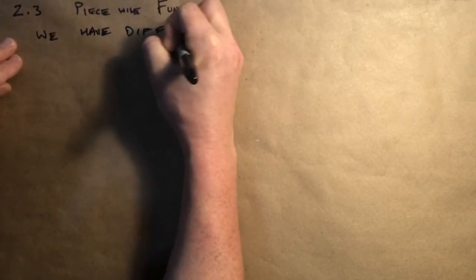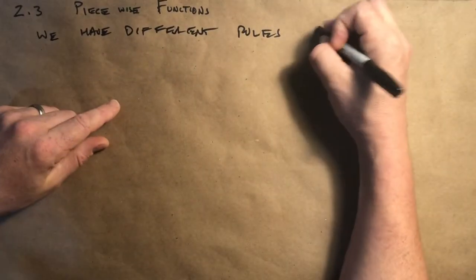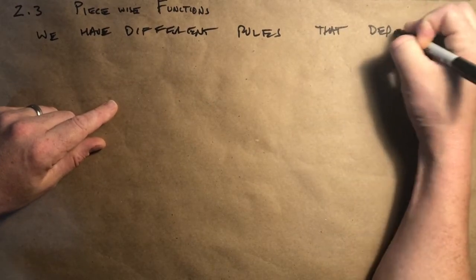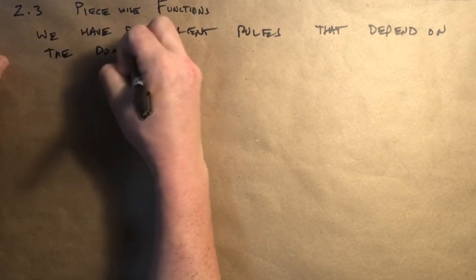Hey there, friends. Today we're talking about Math 105, Section 2.3, and we're going to deal with piecewise functions. I'd like to say that piecewise functions leave a bad taste in a lot of people's mouths, but I don't think they're that terrible at all. A piecewise function, all it is, is it gives us different rules that depend on the domain. So that's it. That's all we're playing with.